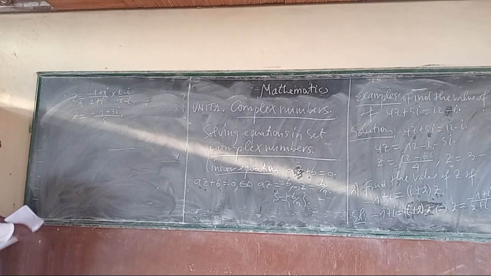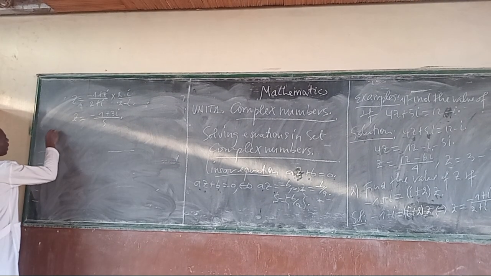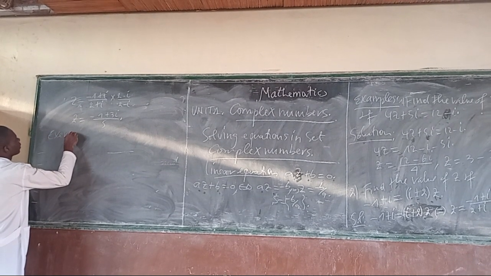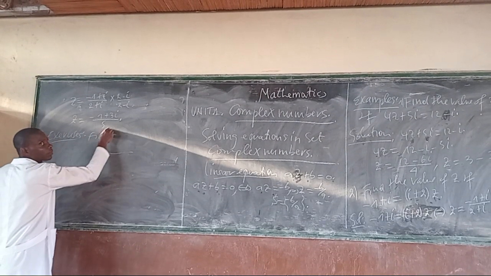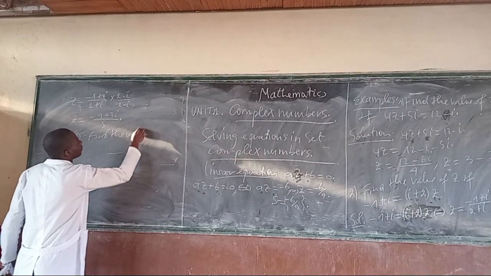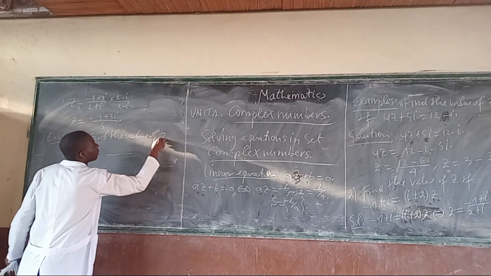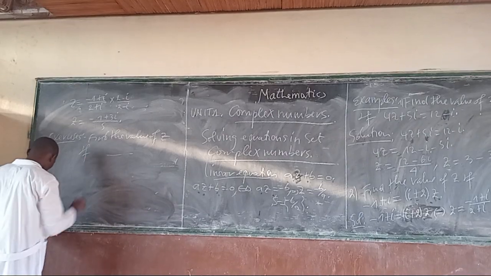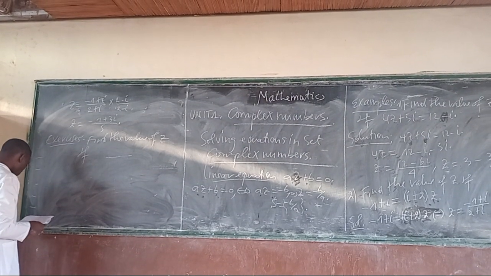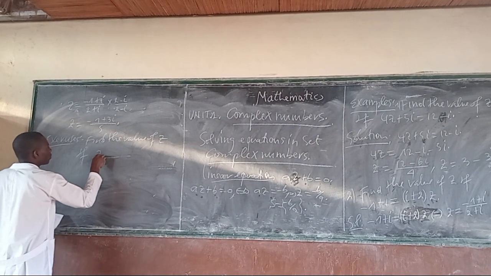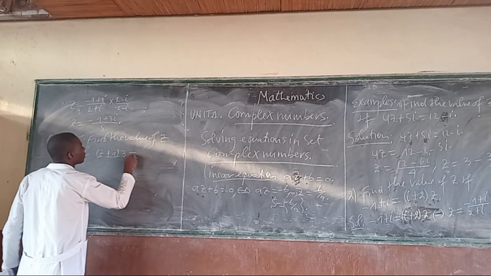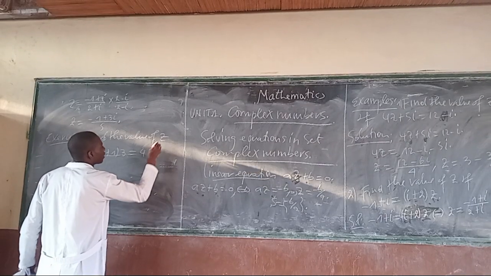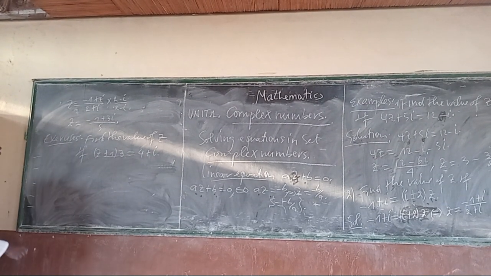We can even solve an exercise. Please solve this one. Find the value of z if z plus 1, 3 is equal to 4 plus i. That's the question I have for you to do.